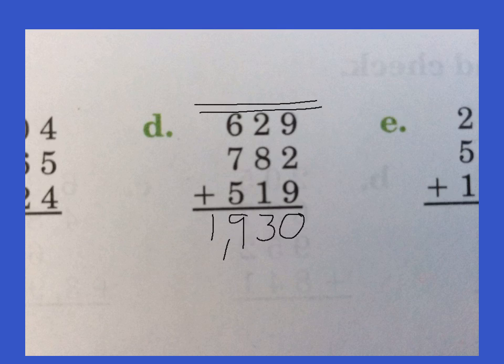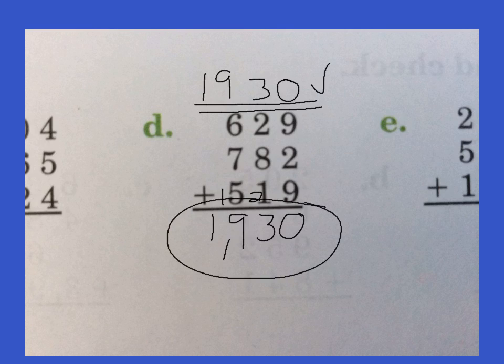Let's check it. We'll add again, but going up. 9 plus 2 is 11, plus 9 would be 20. Put a 0, carry a 2. 2 plus 1 is 3, plus 8 is 11, plus 2 is 13. 1 plus 5 is 6, plus 7 would be 13, plus 6 more would be 19. And this number is the same as that one, so it checks. 1,930 is correct.